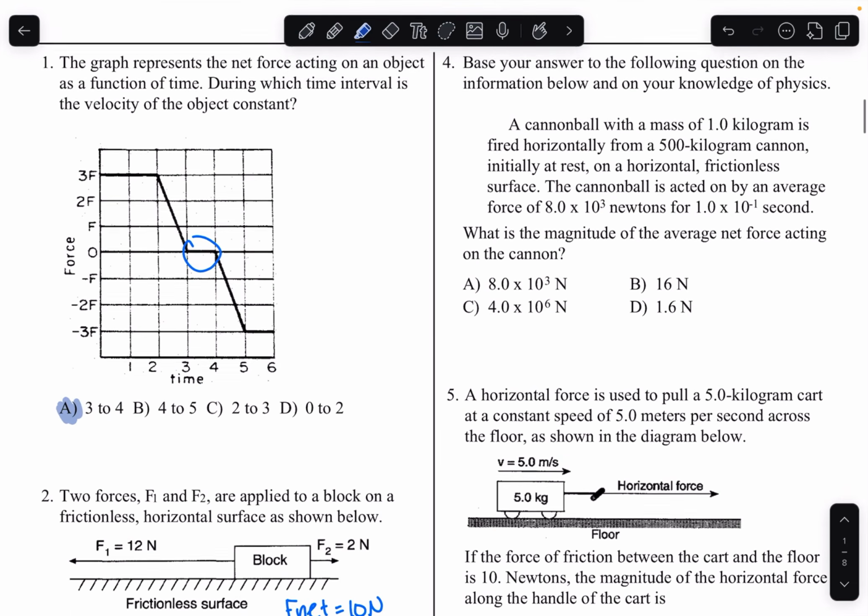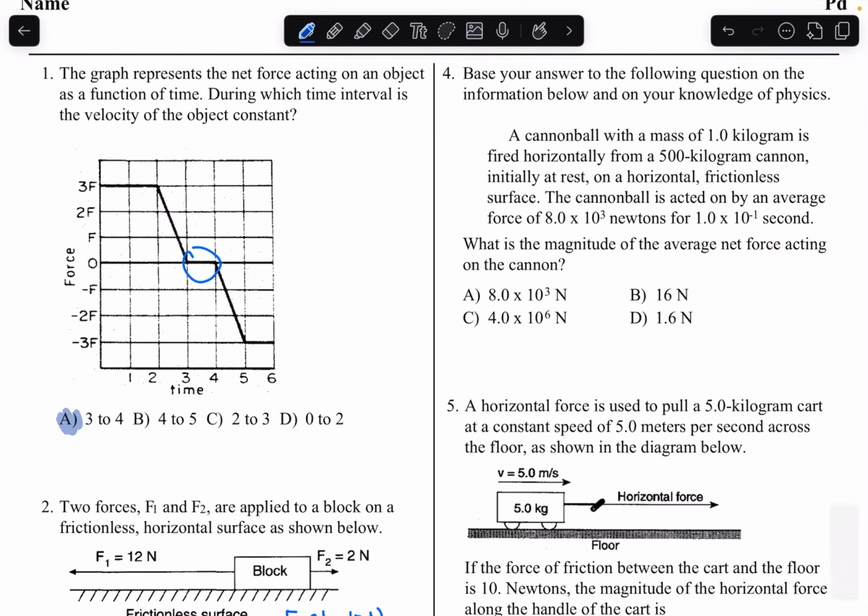Number 4. A cannonball with a mass of 1 kilogram is fired horizontally from a 500 kilogram cannon, initially at rest on a horizontal frictionless surface. The cannonball is acted on by an average force of 8 times 10 to the third newtons for 1 times 10 to the negative 1 second. What is the magnitude of the average net force acting on the cannon? So don't get tricked by the wording of this question.